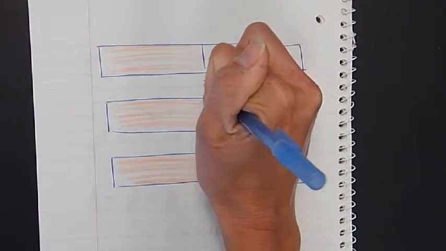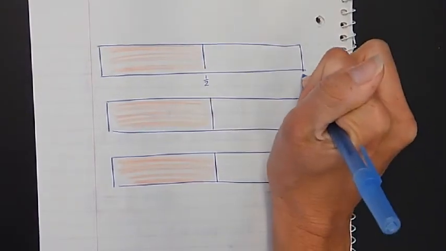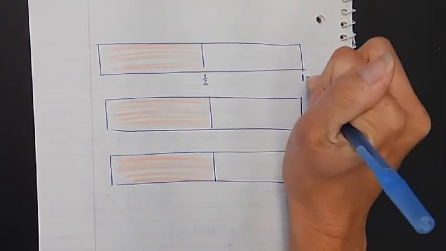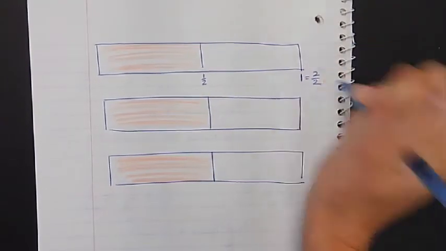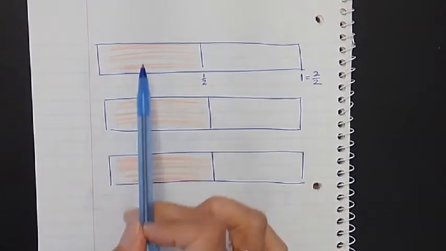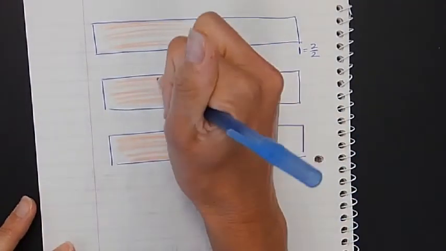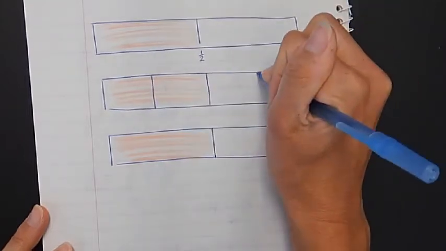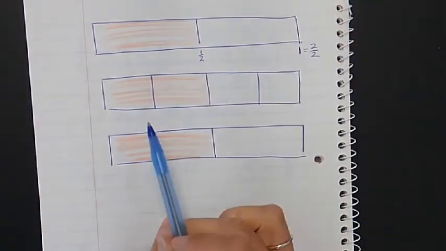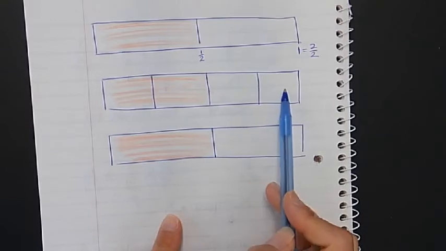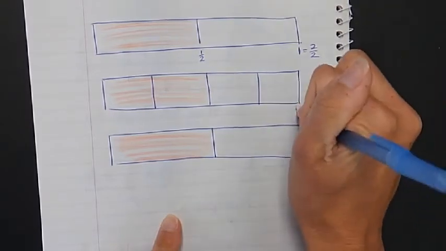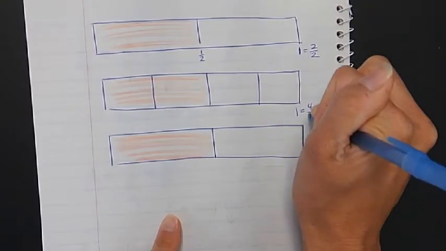I know that this is half. I know that this is 1 whole, or 2/2. So I'm going to leave this one as half. But if I wanted to make more pieces or equivalent fractions, I'm going to split this now into fourths. I see that I have 1, 2, 3, 4 pieces. So this whole equals now 4/4 pieces.